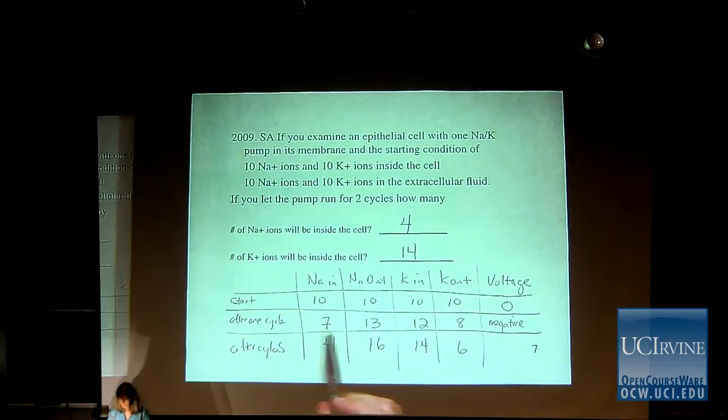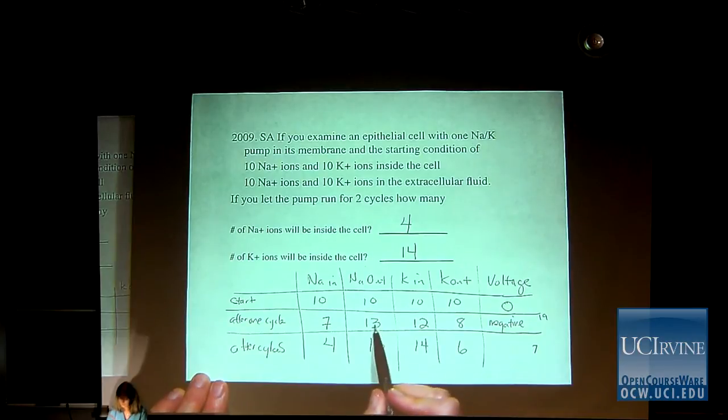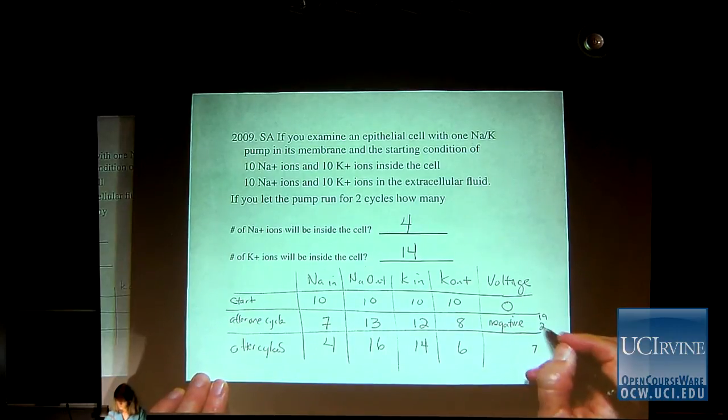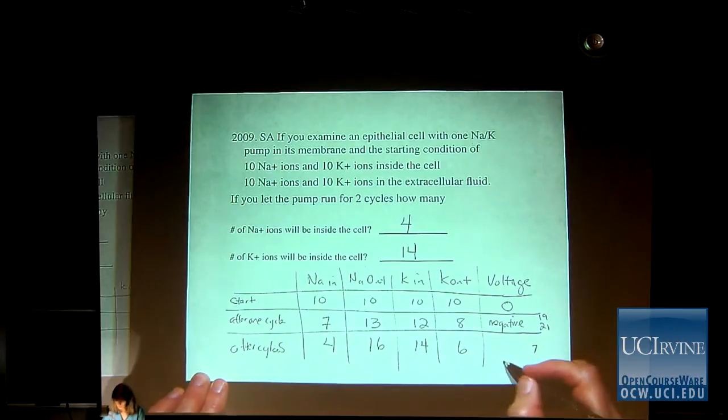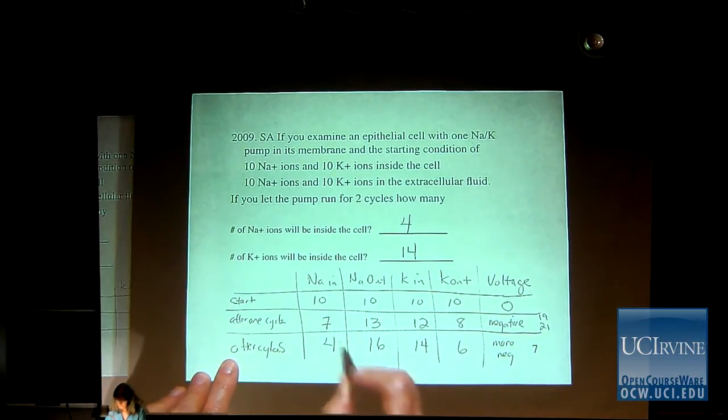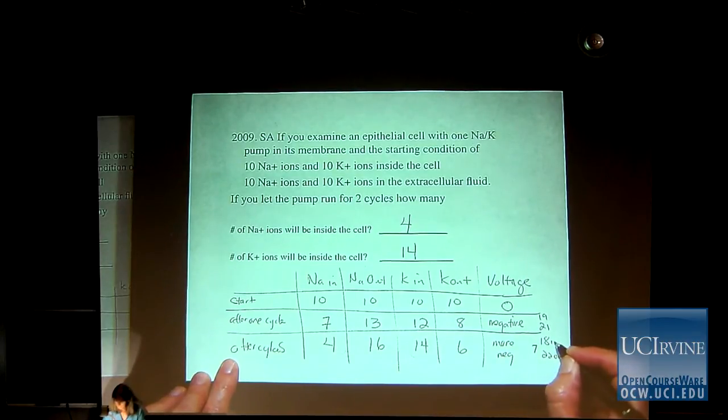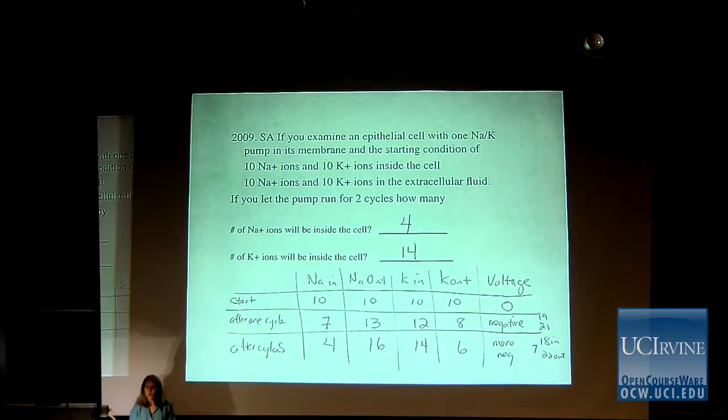So then you can add up how many positive ions are in. 19. How many positive ions are out? 21. Okay? And then what happens after 2 cycles? It's even more negative, right? Because we have 18 positives in and 22 out. Okay? So anytime you're asked a question like this, you'll often have multiple choice questions on this, and they'll ask a variety of things about sodium, potassium, voltage. Those are all the things that you need to be able to answer.